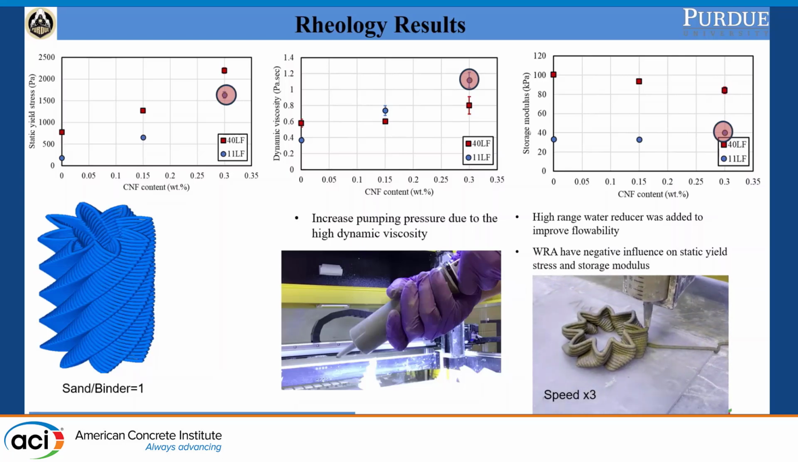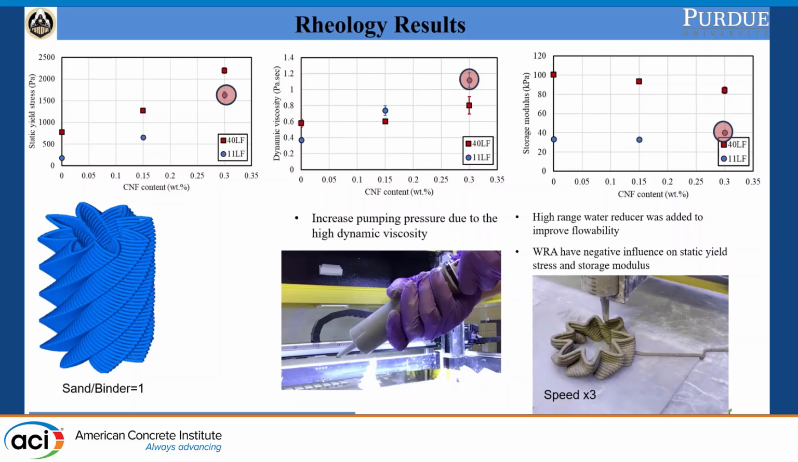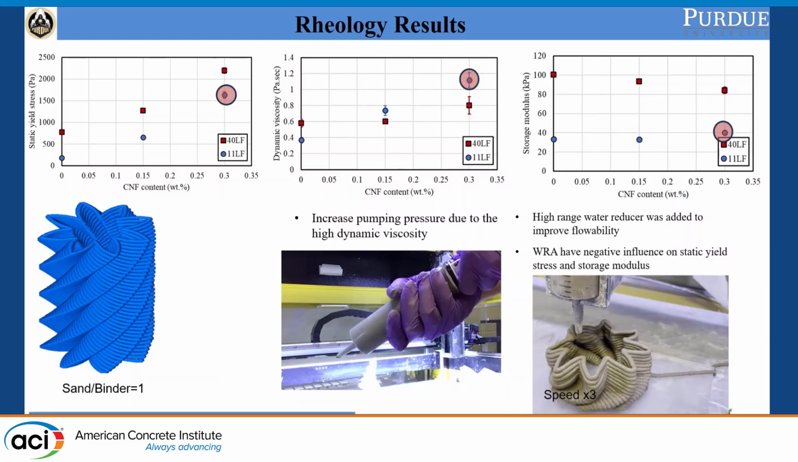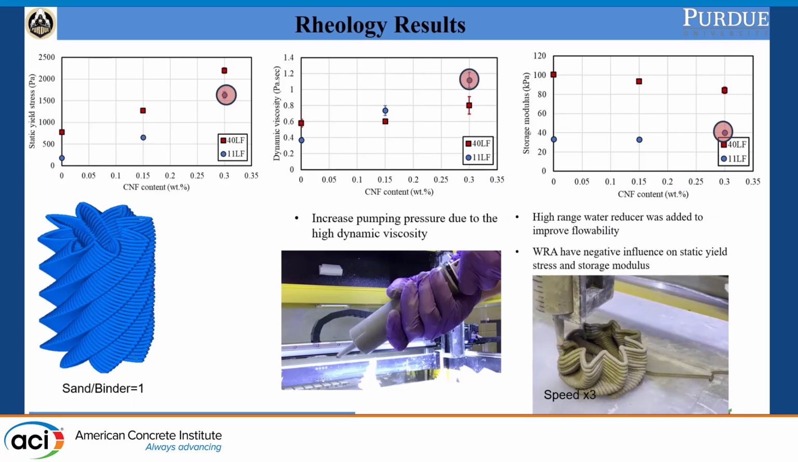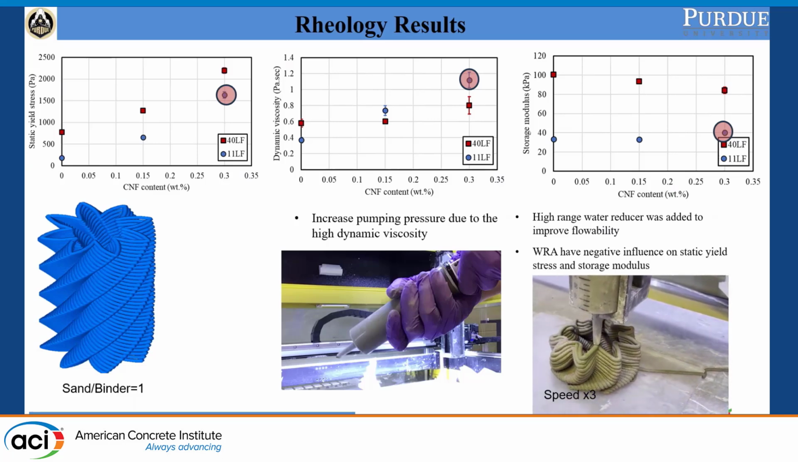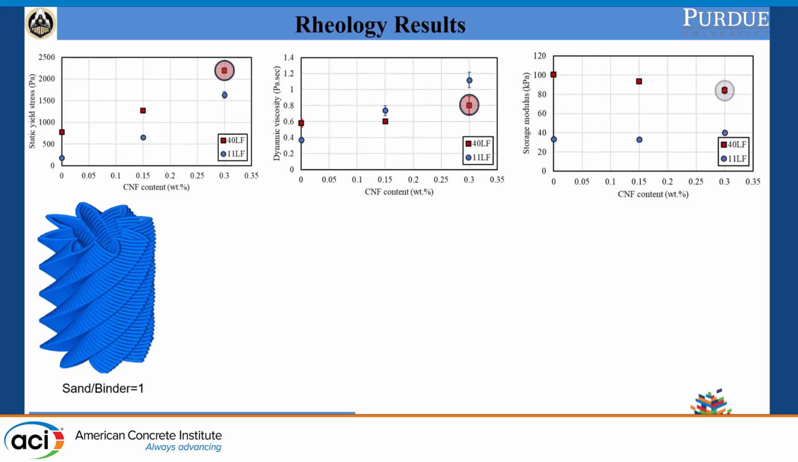But it did not fail immediately, because we had not yet reached the static yield stress. After about 25 layers, it failed completely, and you can see none of that worked. So what if we add both CNF and limestone together?